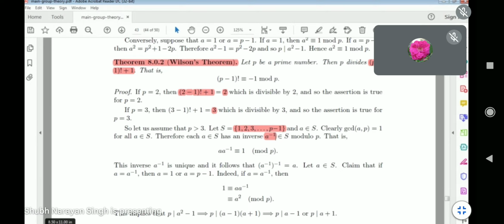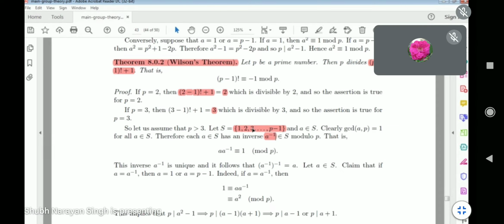Now what can be the inverse of 2 modulo 5? 3. Because we are going to find the inverse of each element inside S. So the inverse of 2 modulo 5 is 3. Good, thank you. That means the inverse of 2 is different from 2, but the inverse of 1 is the same as 1. The inverse of 2 is 3, which is different from 2. That's why I came here.